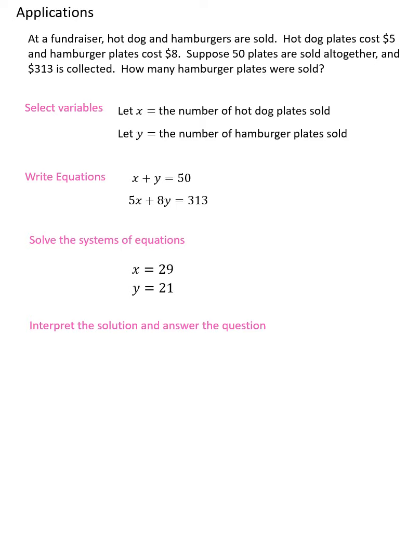Well, x represented the number of hot dog plates sold, and if x is 29, that means I sold 29 hot dog plates. Likewise, I sold 21 hamburger plates. Since the question was about hamburgers, then that's my answer. There were 21 hamburger plates sold.